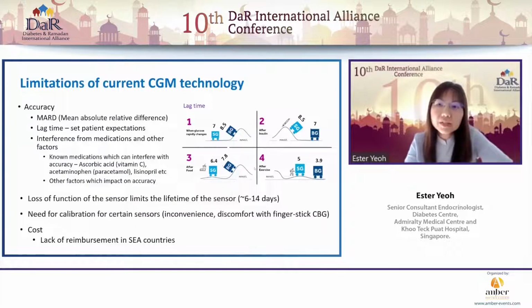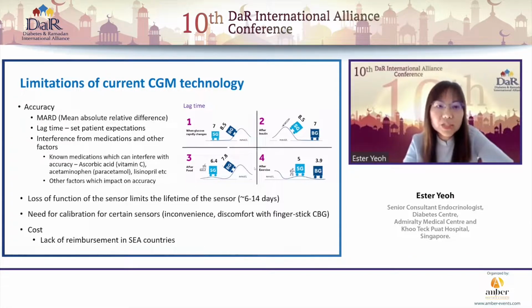So, the limitations of current CGM technology. Now, this is quite important to understand because it helps the healthcare professional to explain to the user the limitations, such that they are able to understand how to use the sensor and when to rely on capillary blood glucose.